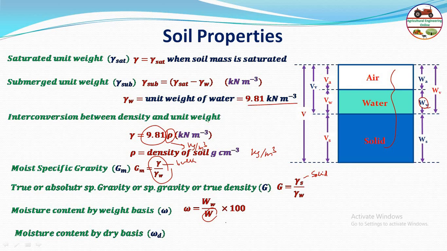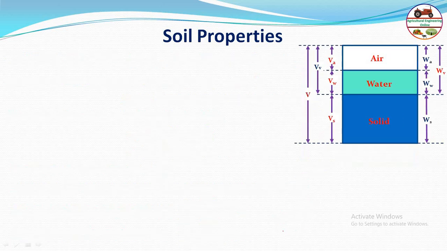And moisture content by dry basis means dry, about the solid, so instead of W it will be Ws. So the moisture content by dry basis is the weight of the moisture in the soil, in a particular volume, divided by the total weight of the solids. This is the difference between weight basis moisture content and dry basis moisture content. Because Ws is less, the percentage in dry basis will be greater than the moisture content on weight basis.